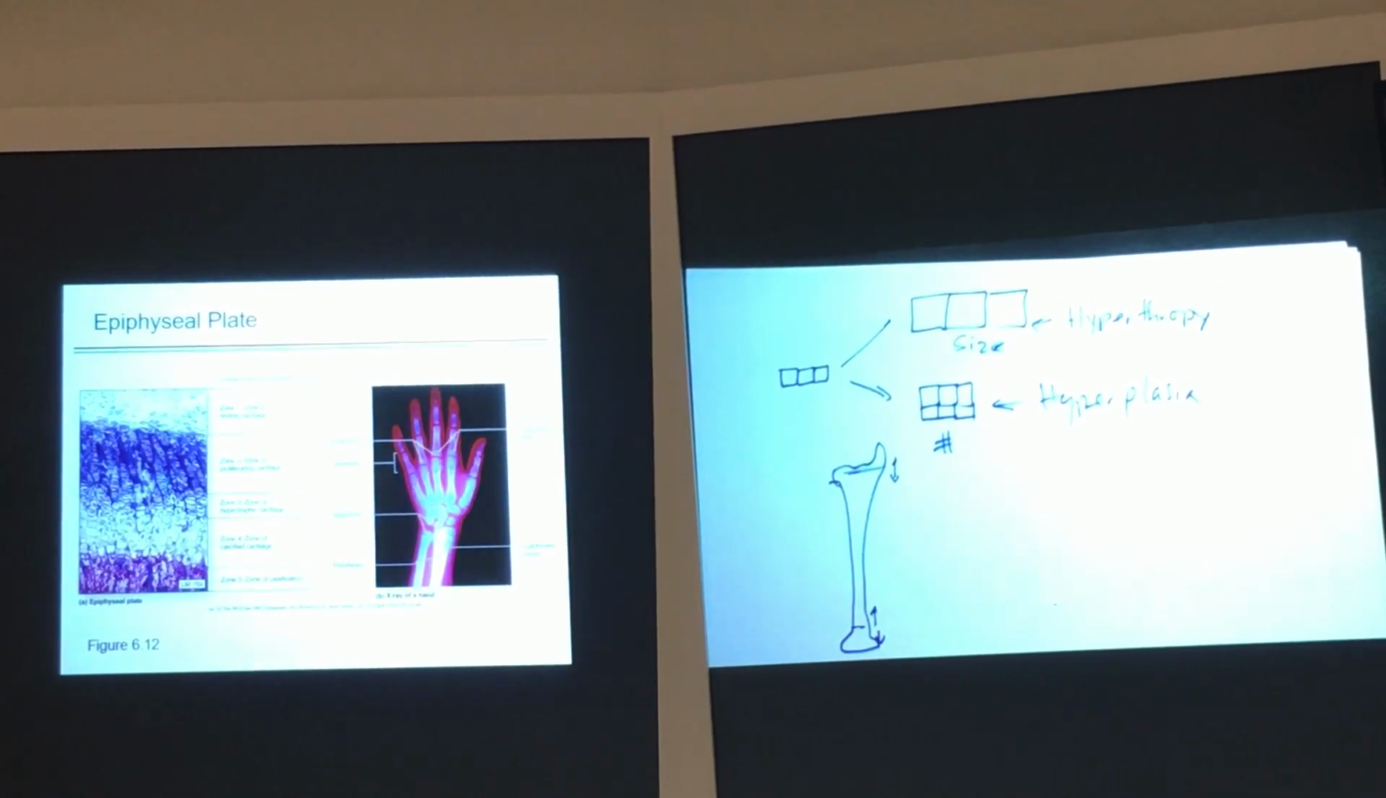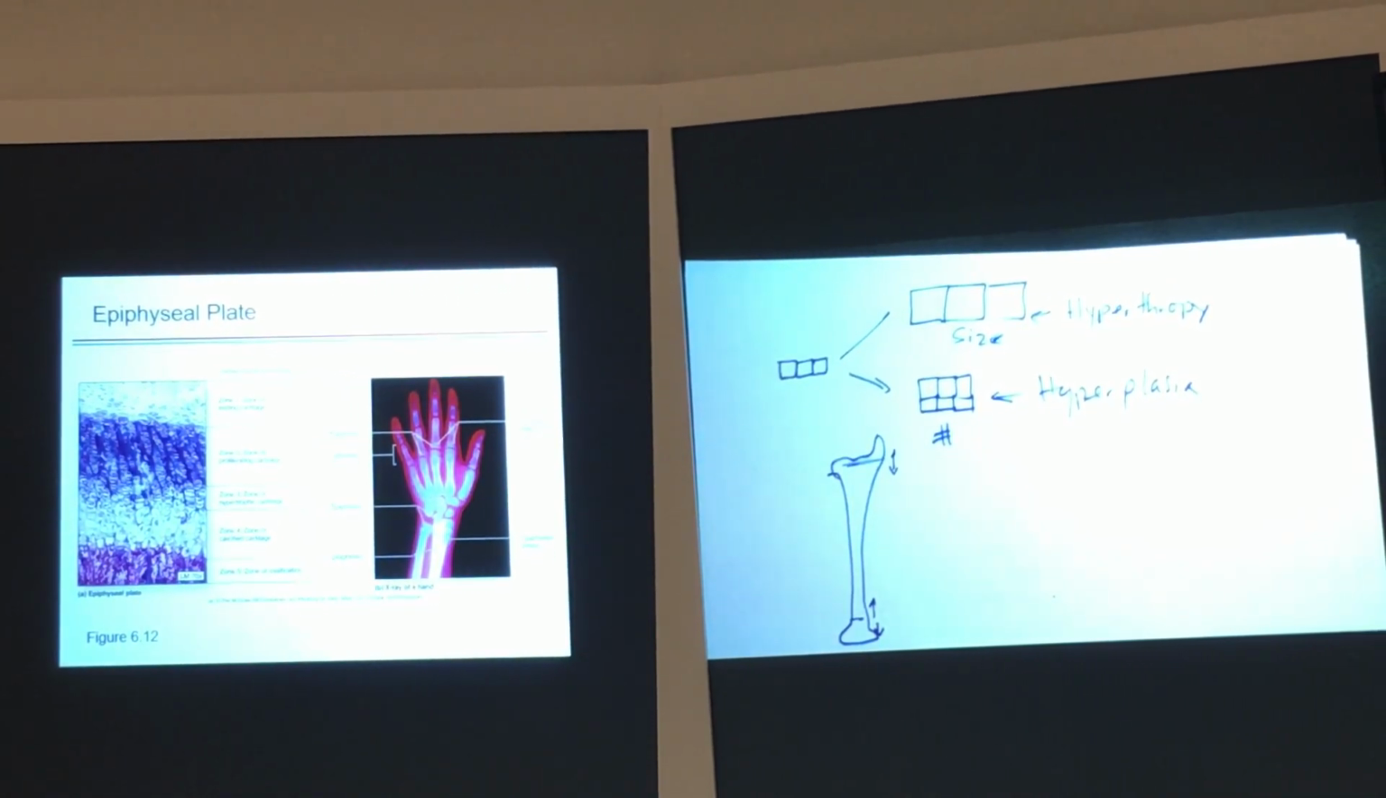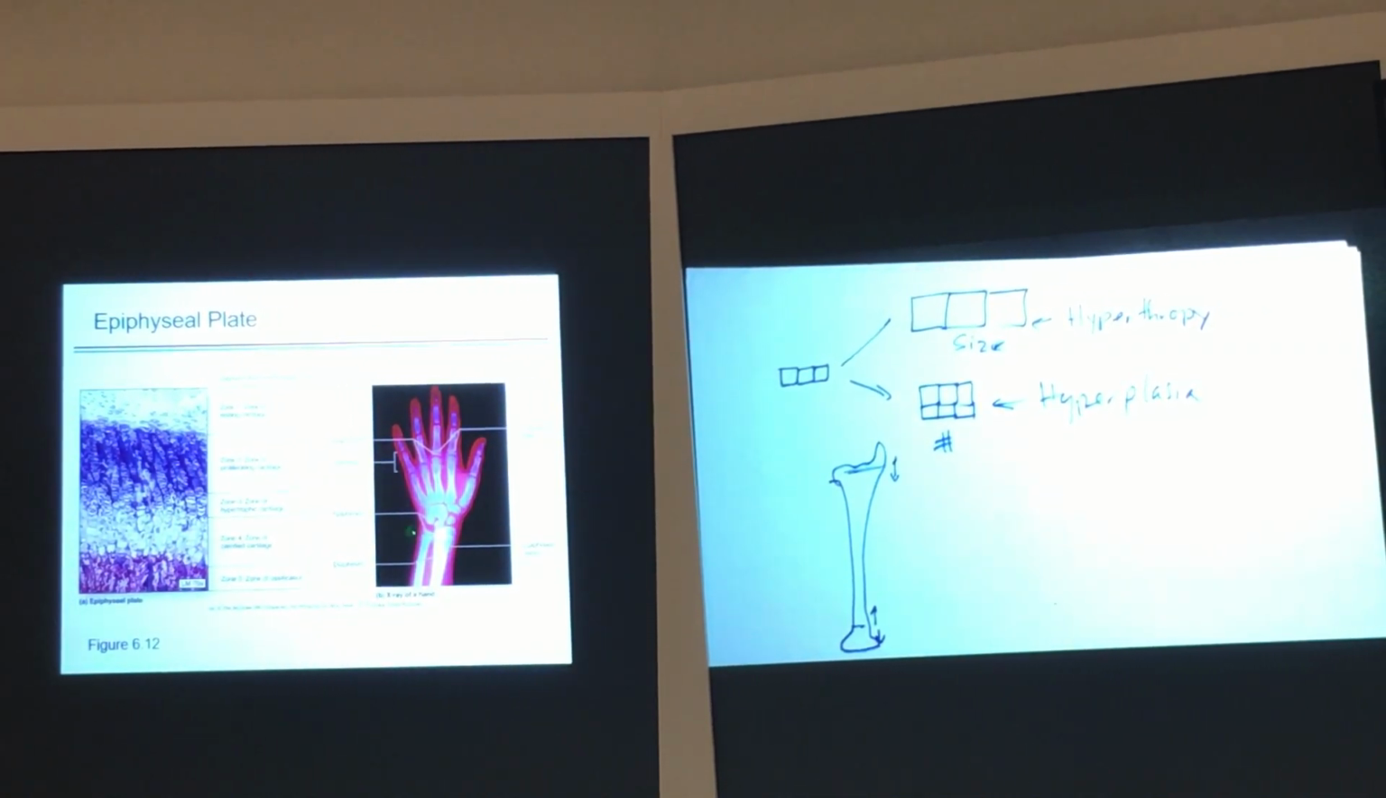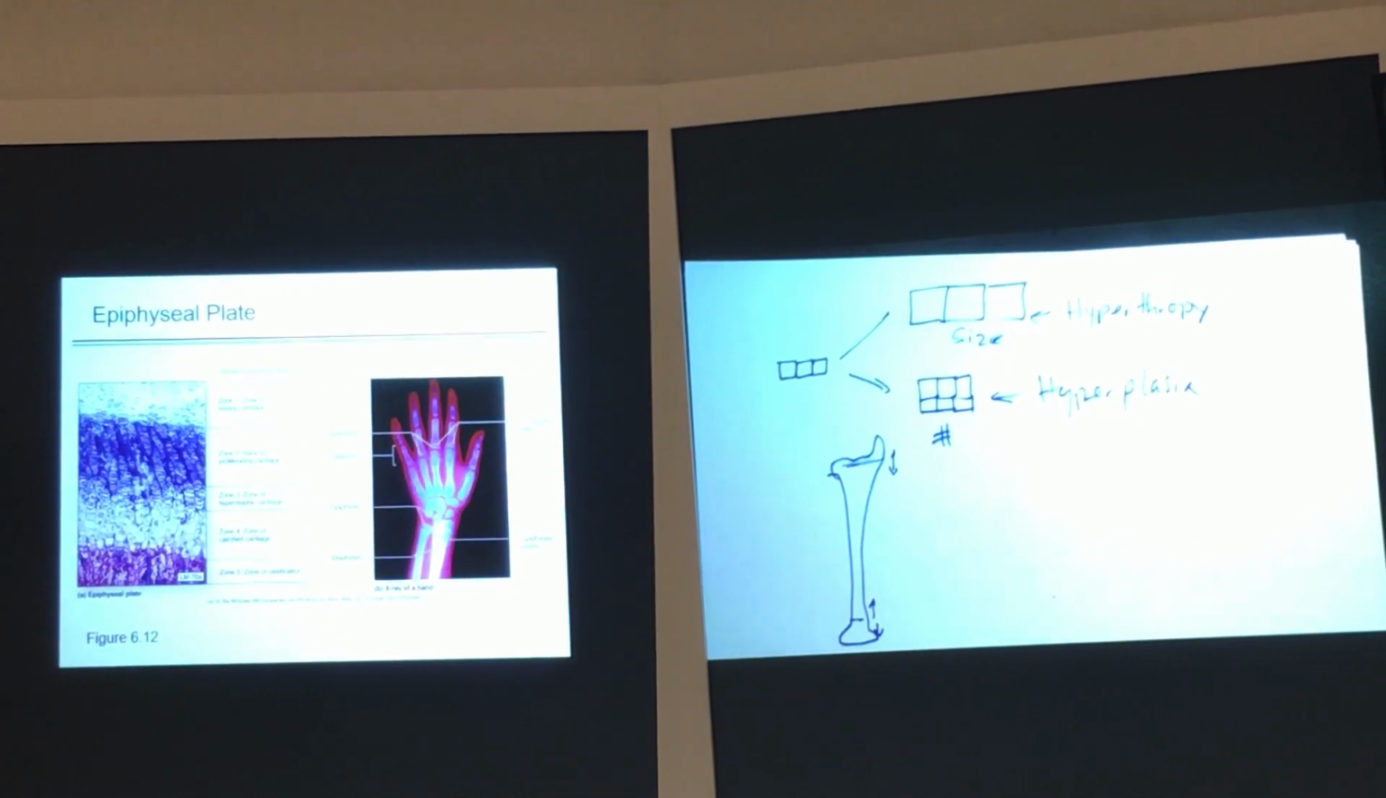But after a while, this will stop. Epiphyseal plate becomes epiphyseal line. So this will disappear and become one bone.